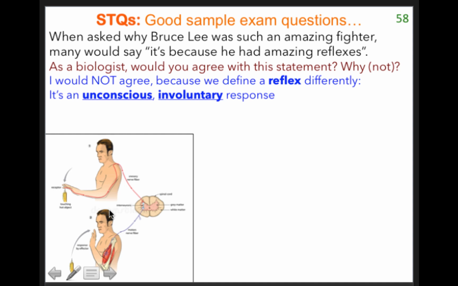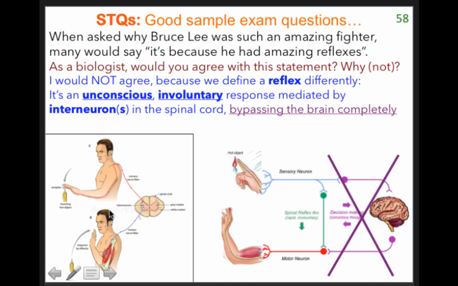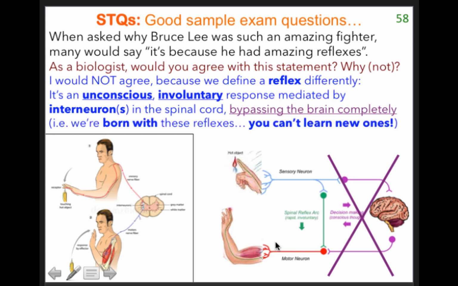All right? So basically, these reflexes are mediated by interneurons in your spinal cord, and it bypasses the brain altogether. So you do not think about the fact that your hand is hurting. You do not send the signal to your bicep. All of that is mediated by your spinal cord. Okay? So in other words, the reflexes that biologists talk about, we're born with. This is not something you can learn. You can't learn to have an unconscious reflex in the biological sense, right?